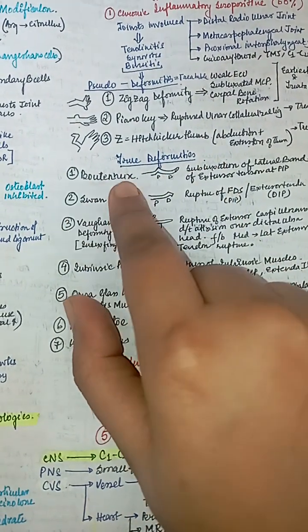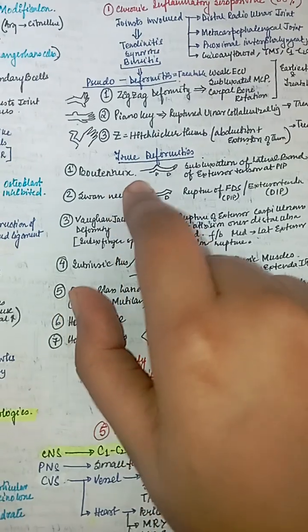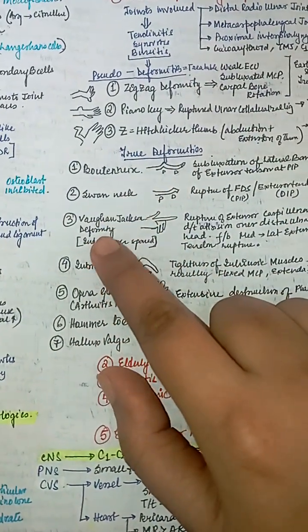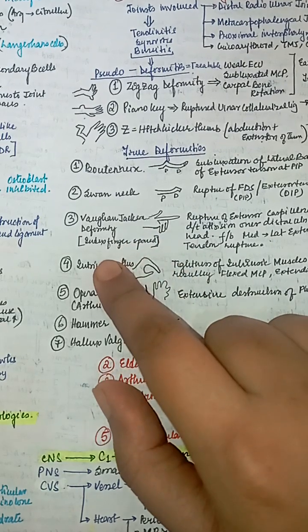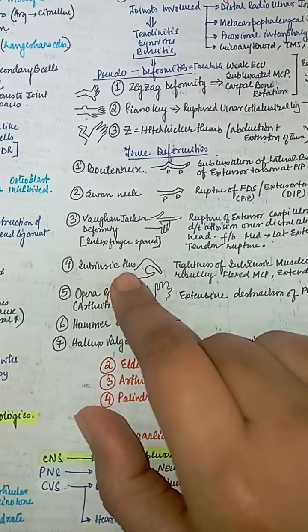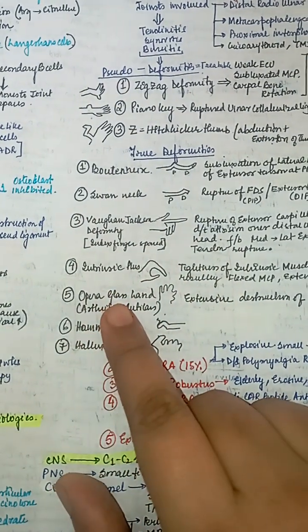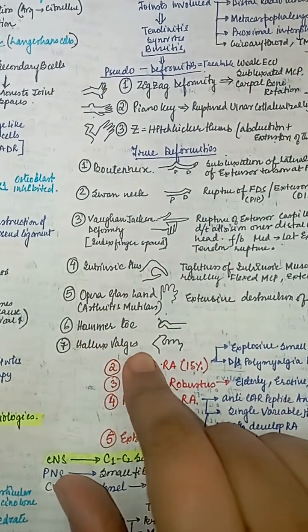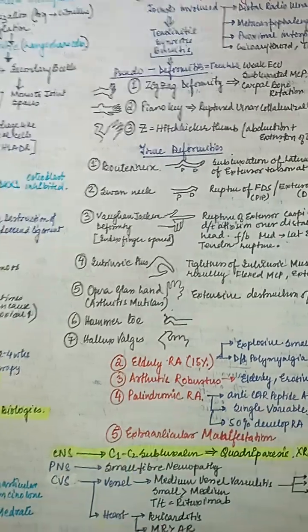True deformities are the Boutonniere's deformity, swan neck deformity, Vaughan-Jackson deformity, intrinsic plus deformity, opera glass hand deformity, hammer toe, and hallux valgus deformity.